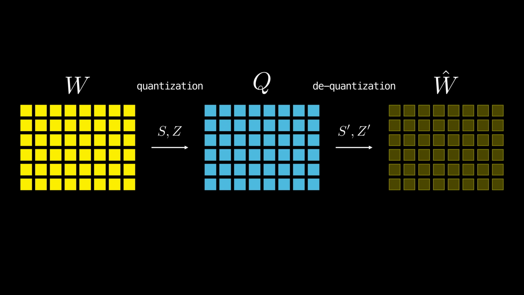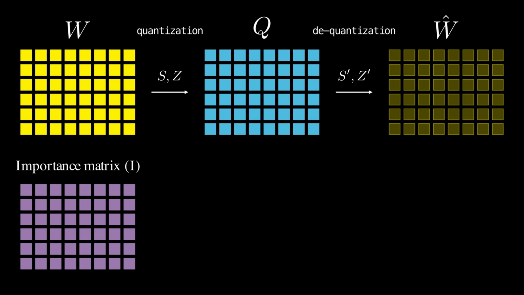So we already have formulas for S and Z, but how can we find the optimal S prime and Z prime in a way that takes into account the importance matrix? Well, we can treat this as an optimization problem. The ultimate goal is to keep dequantized values in W hat as close as possible to their counterparts in W, which can be expressed as this mean squared error. The trick is we'll weigh each error by its importance. This way, important weights will contribute more to the loss, so they will be quantized more accurately.